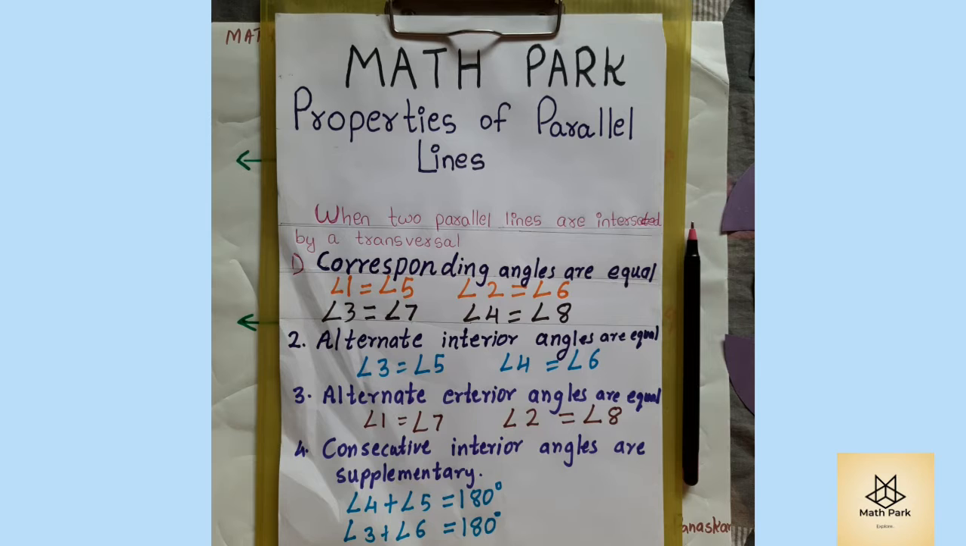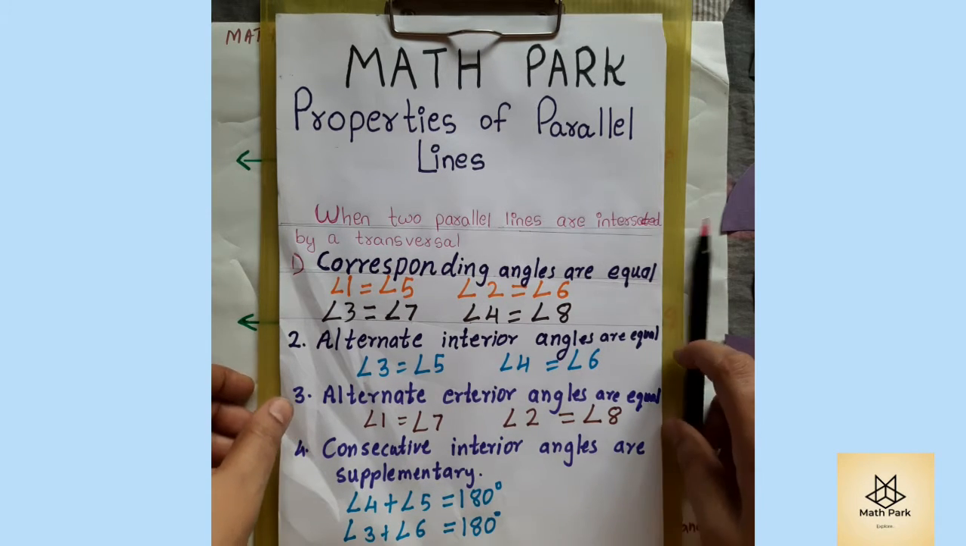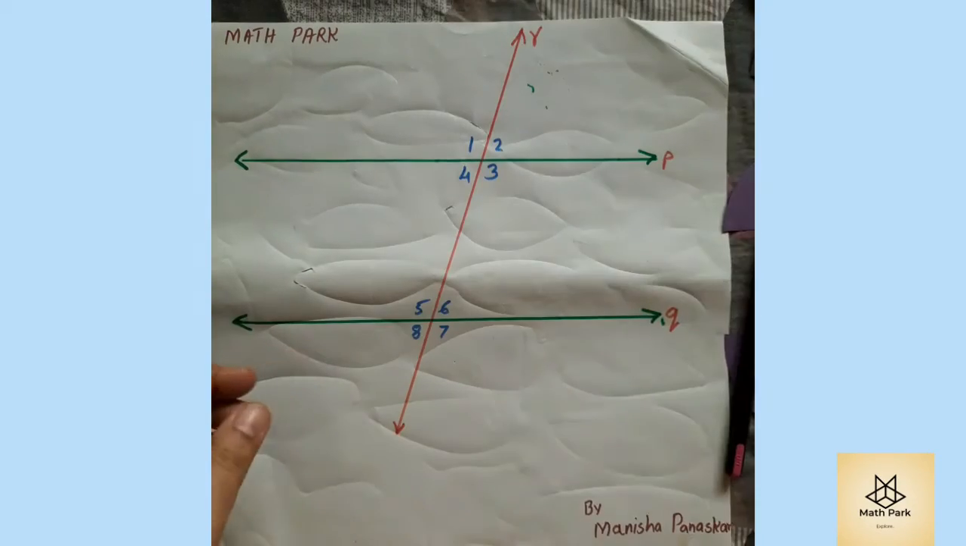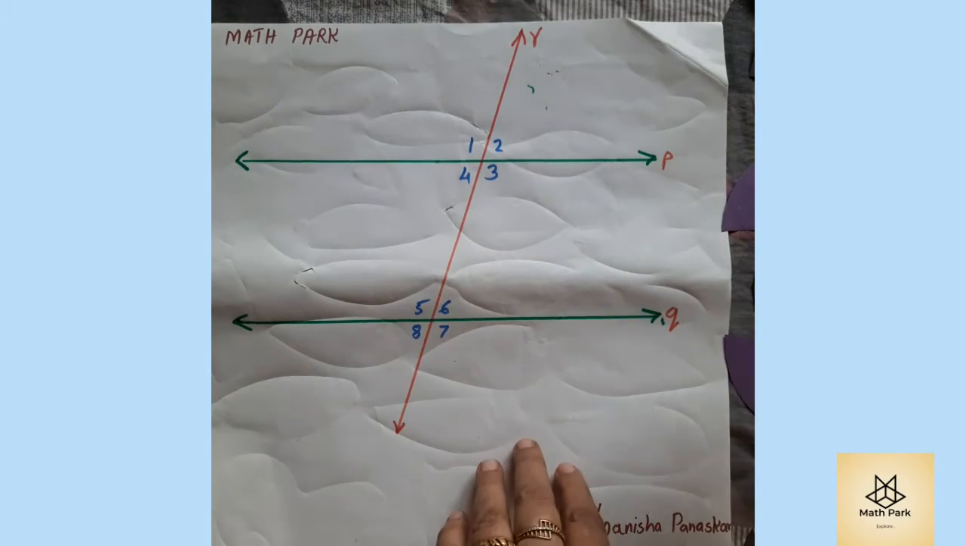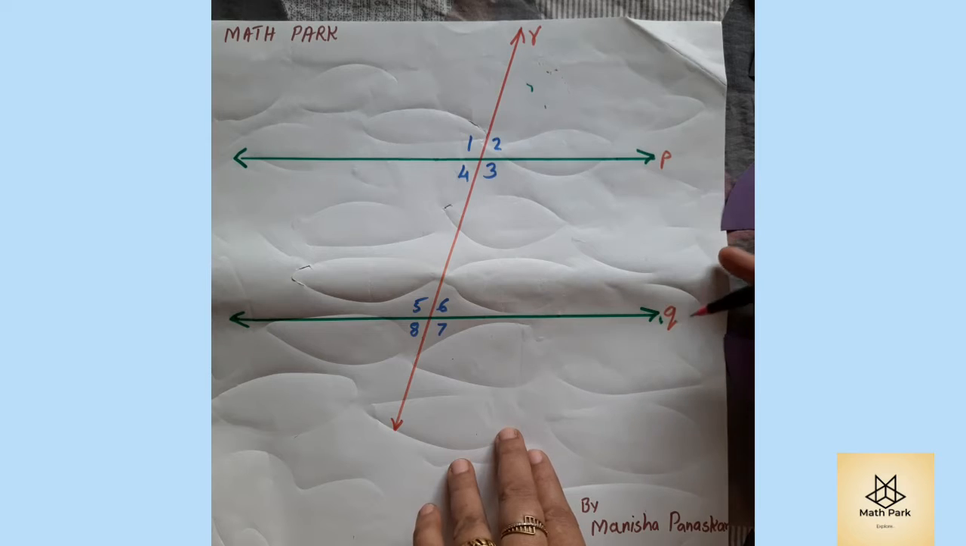In our park, today we are going to explore properties of parallel lines. Let's begin. So here we can see two lines. Line P is parallel to Q.